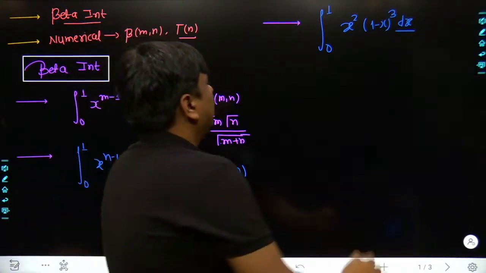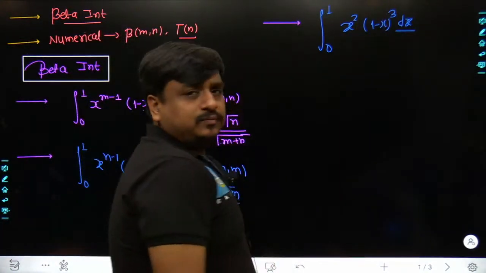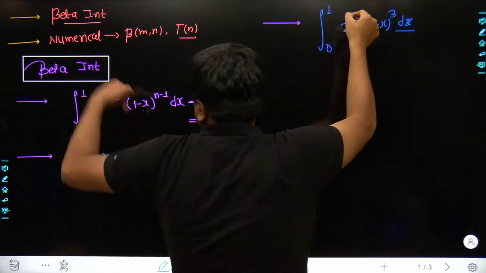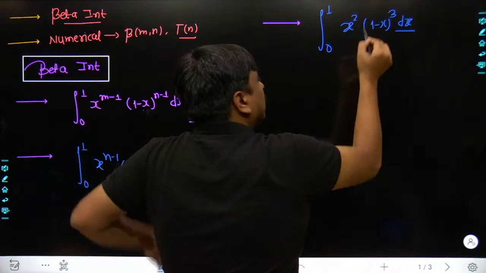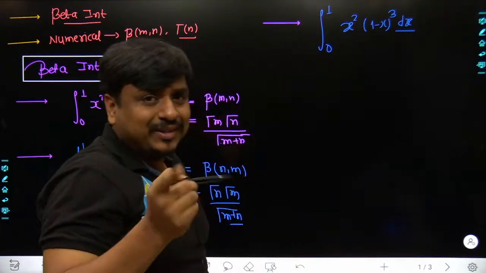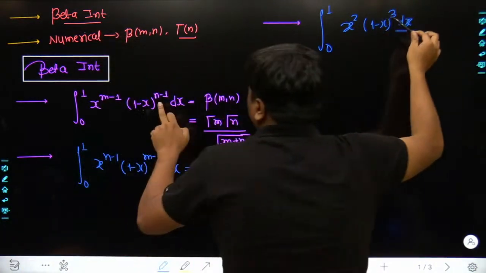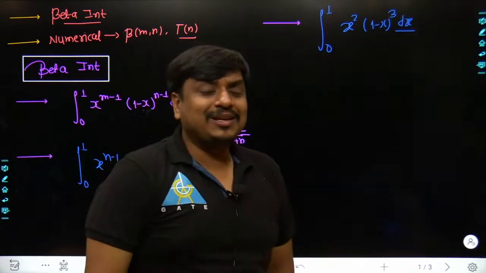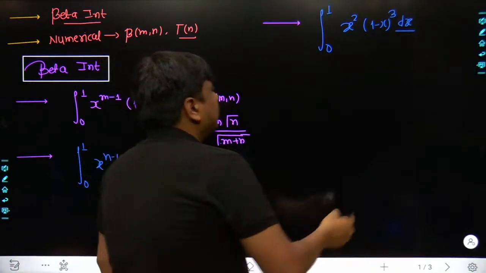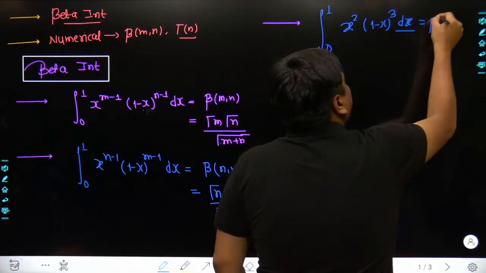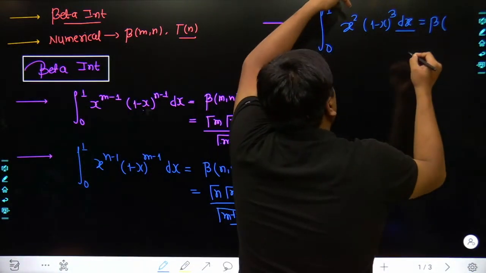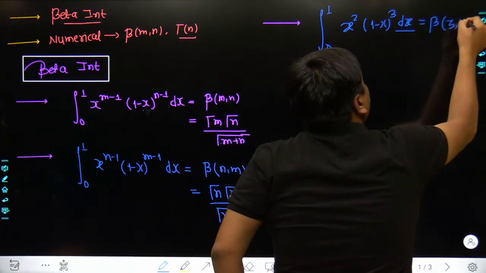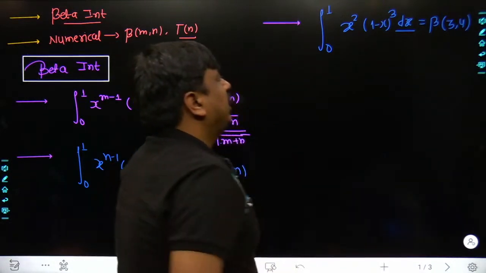What you have to do? Either of them you can select as m. If you select this as m, obviously m minus 1 gets compared with 2, so the value of m is going to be 2 plus 1, that is 3. Similarly, n minus 1 is compared with 3, so n minus 1 equals 3, and n becomes 4. So in short, you have to increase each value by 1. So this becomes 3, and this becomes 4.